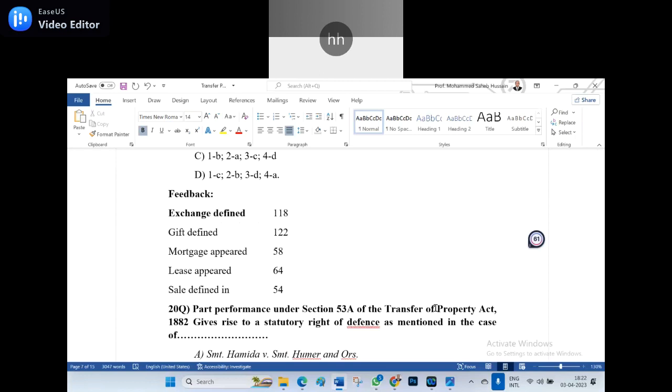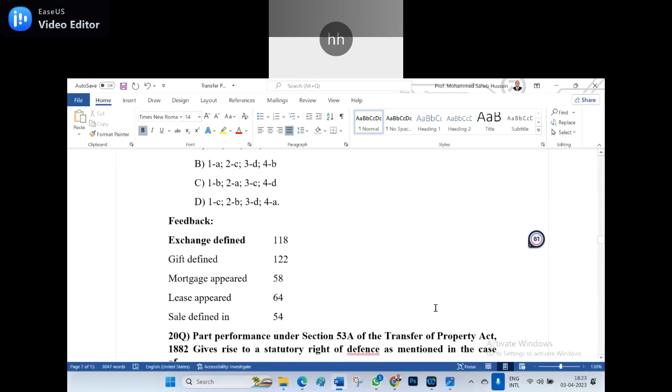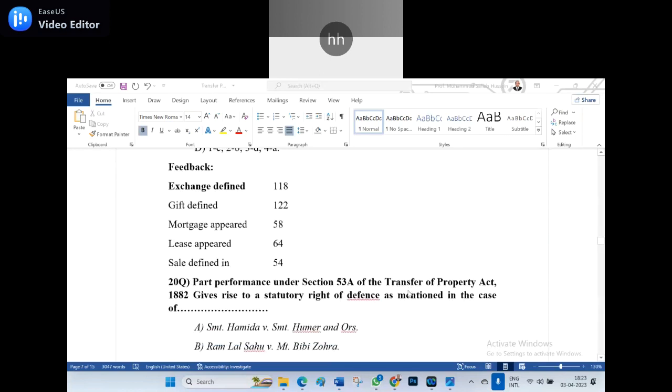Lease appeared. Wrong, sir. Lease is 105. No, in the lease, it first appeared. Lease appeared first, not defined. Sale defined. Appeared is different and defined is different. Appeared means where it comes in first. Defined means a clear definition, because appeared may also come in the chapter or in other sections also. So appeared is different and defined is different.